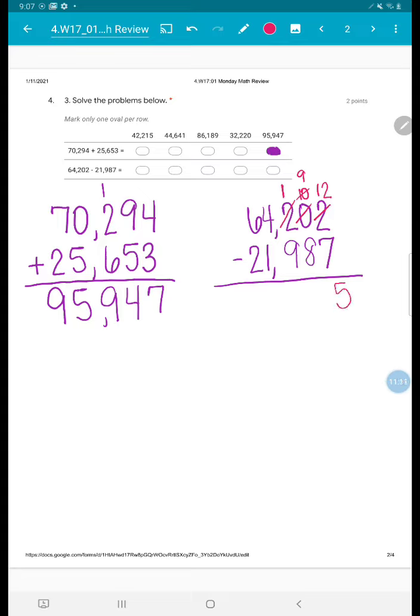Then I go to my tens place. 9 minus 8 is 1. If I go to the hundreds, 1 minus 9, I can't do that, so I'm going to regroup. I'm going to take one of my thousands and make it into hundreds. So now I have 11 hundreds. 11 minus 9 is 2. 4 minus 1 is 2. And 6 minus 2 is 4. So the correct answer to the second question is 42,215.